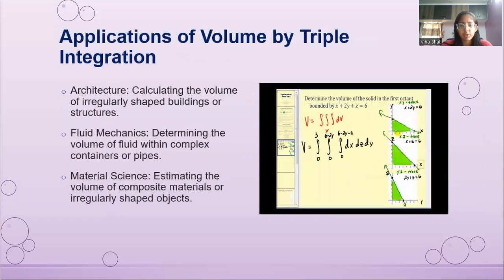Next are applications of volume by triple integration. The first application is architecture, calculating the volume of irregular shaped buildings or structures. Next is mechanics. Here we determine the volume of fluid within the complex containers of pipes using volume by triple integration. Next is material science, estimating the volume of composite materials or irregularly shaped objects is done using volume by triple integration.